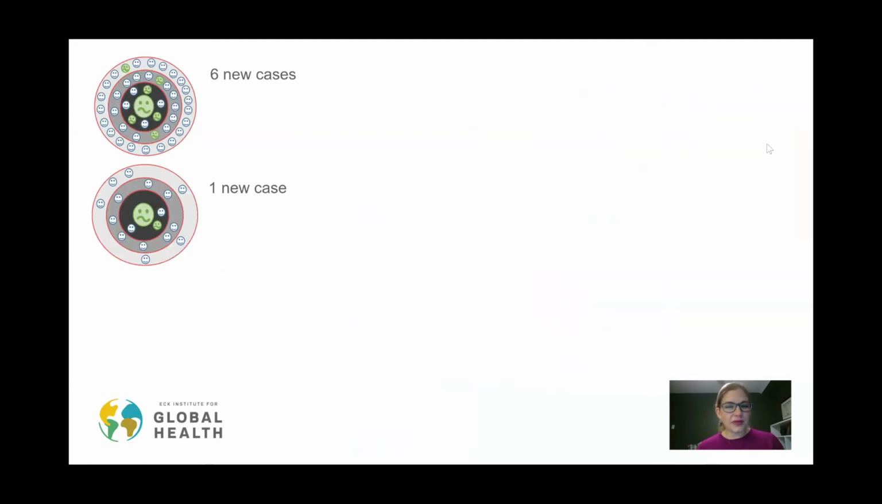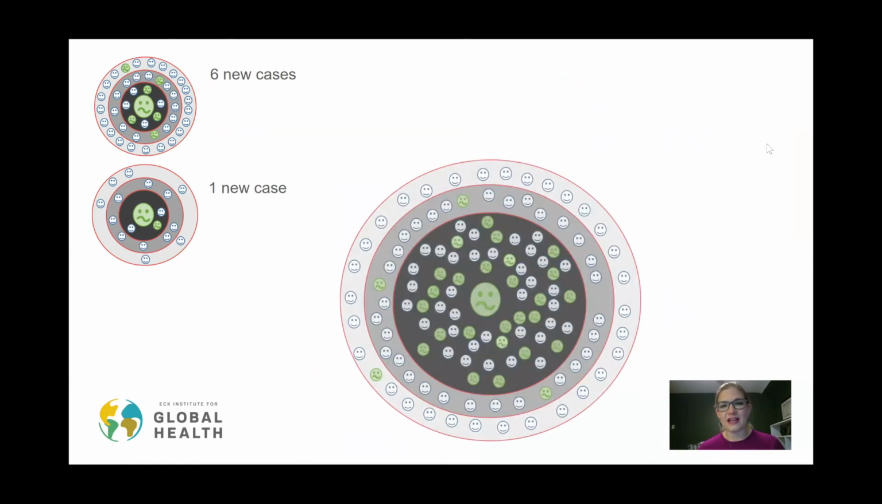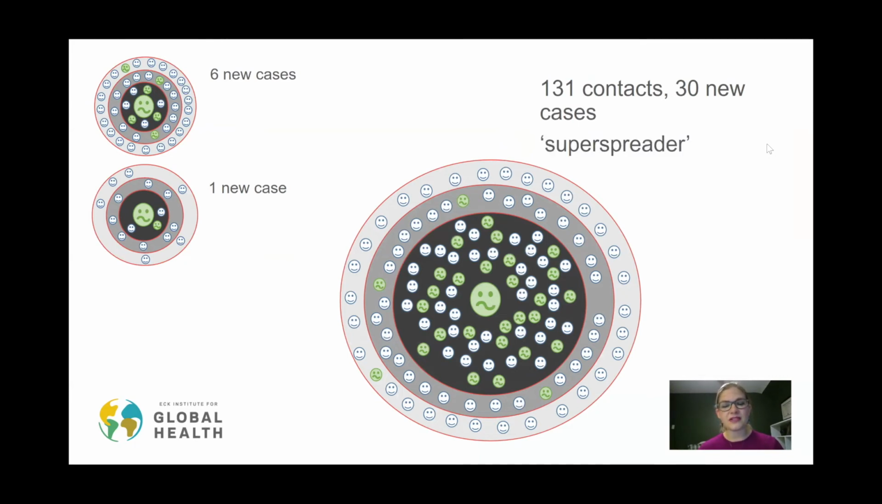So our original 2 examples only caused 6 new cases and 1 new case, but this person has a huge number of contacts and a lot more of them in that high risk zone. So in this case, we had 131 contacts and 30 new cases coming from this person. So this is someone that you might hear referred to as a super spreader, or that the event that they attended could be referred to as a super spreading event. It's not necessarily anything about this person's infectiousness, but they did have a much larger contact network, so just more people that could be potentially infected.